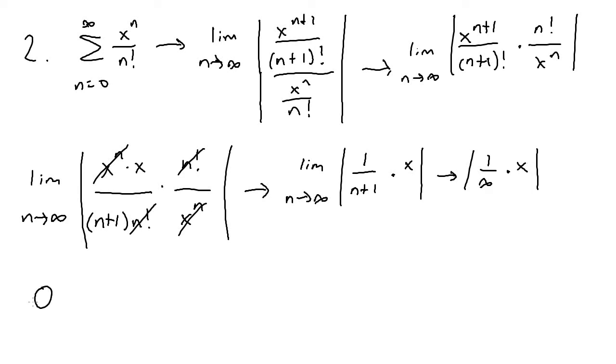So we get 0. Now, once again, in the ratio test, we have to set the limit less than 1 to find where it converges. And notice 0 is always going to be less than 1, which means that the series converges for all values of x. Now, if it converges for all values of x, that means our interval of convergence is from negative infinity to infinity, and this means our radius of convergence is also infinity.